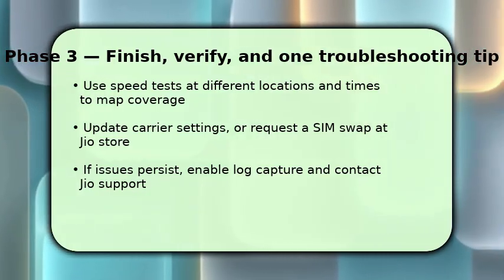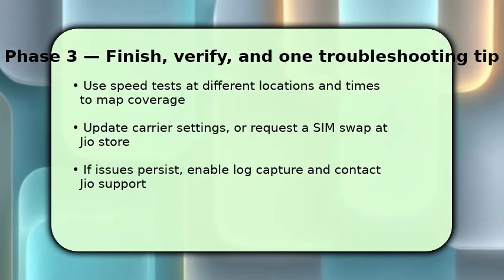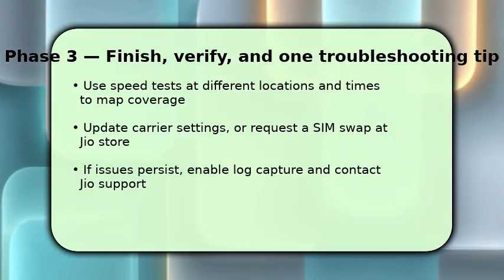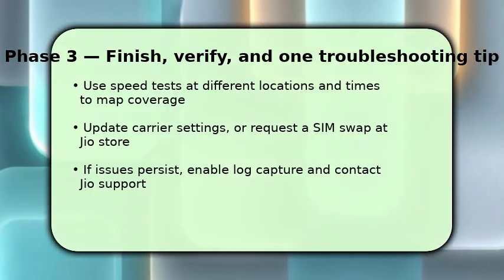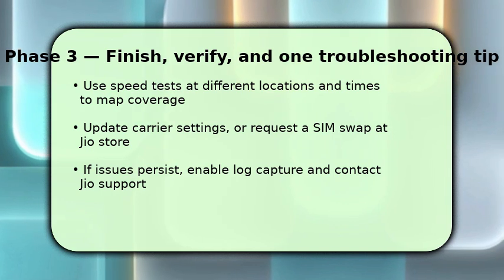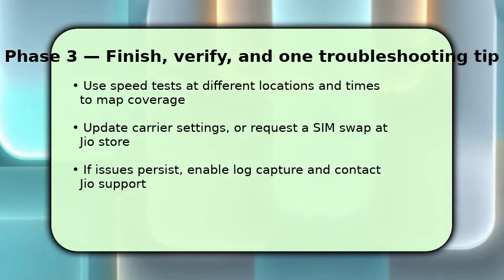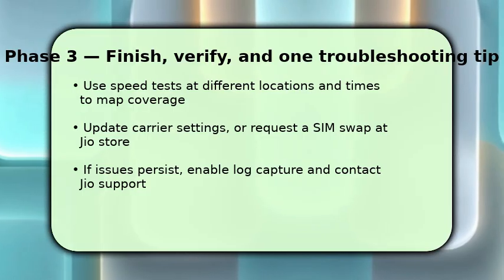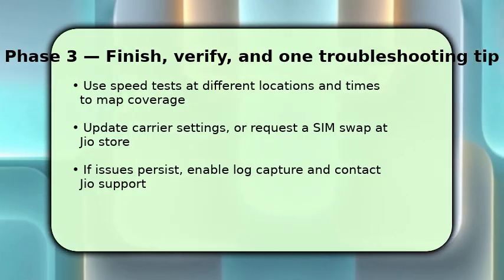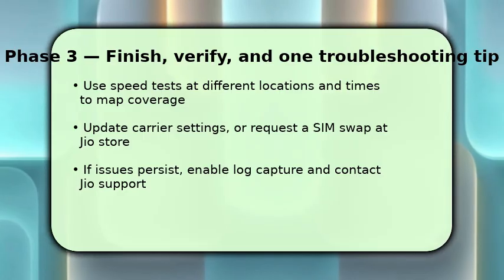If problems remain, capture logs or a packet trace and contact Geo support with your tests. This provides them actionable evidence so they can escalate radio or provisioning faults effectively. One troubleshooting tip: always compare results with another 5G device nearby.